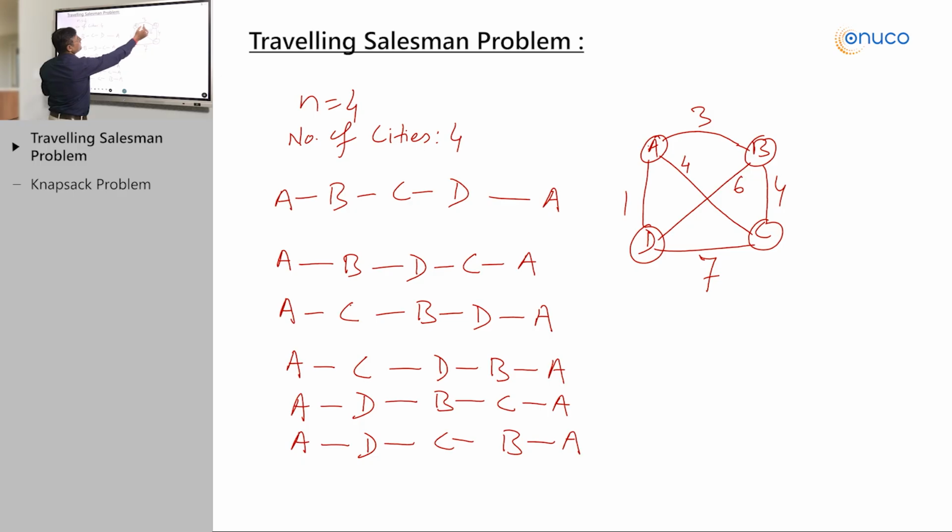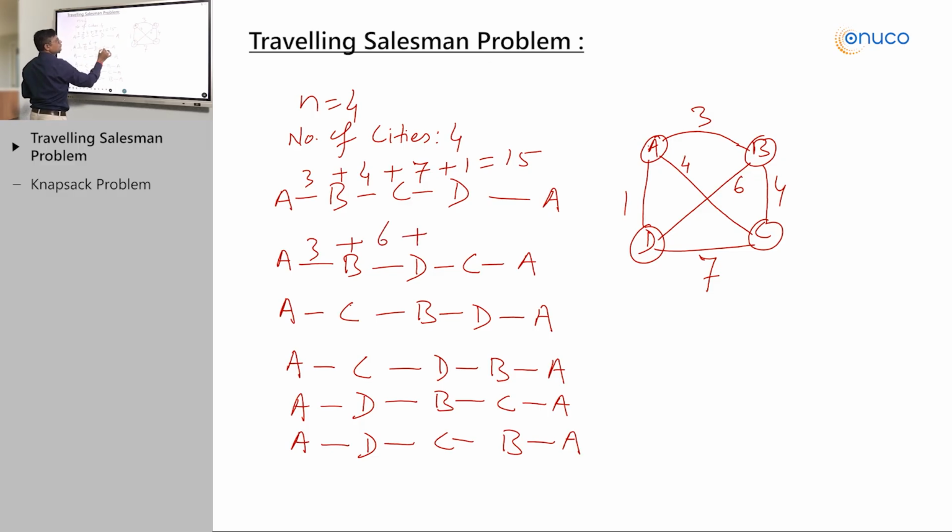A to B, if you see, the distance is 3, plus B to C is 4, plus C to D is 7, plus D to A is 1. So what is the total? 1 plus 7 is 8, plus 4 is 12, plus 3 is 15. Similarly, A to B is 3, B to D is 6, D to C is 7, plus C to A is 4.